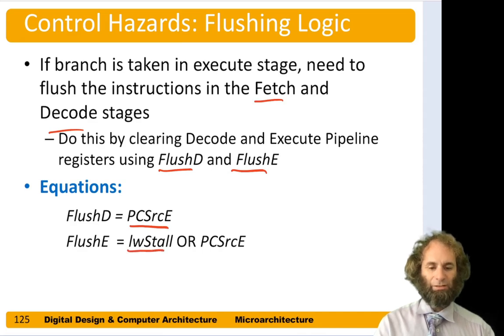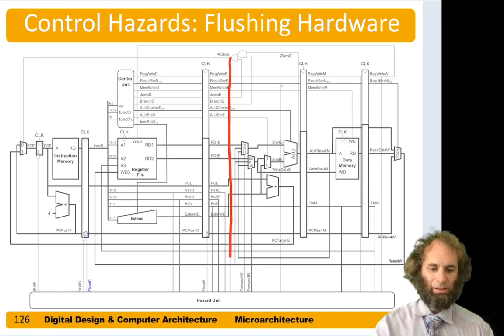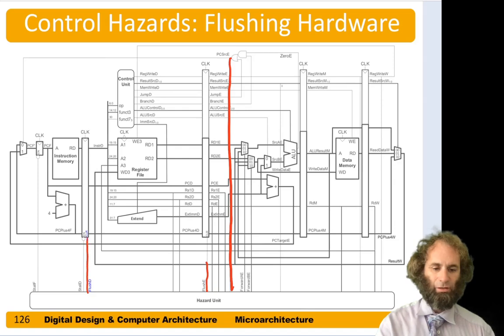That told the PC mux to take the value from the branch instead of PC plus 4. Then we flush in the execute stage if PC source E was true. That was happening if we're taking a branch, or if there was a load word stall, where we already realized we had to flush the execute stage. So this introduces a little bit more hardware. We take a look at this PC source E signal saying a branch is occurring, and if it does, we need to assert flush in the execute stage, which we already had, but we also need to add another flush for the decode register to that enable.